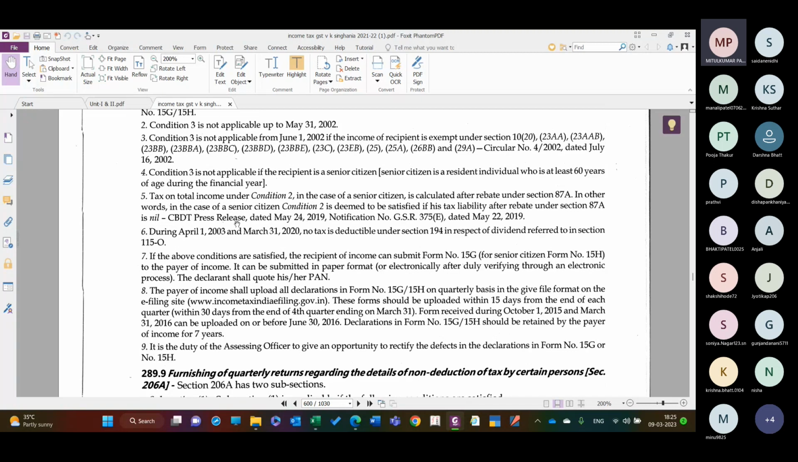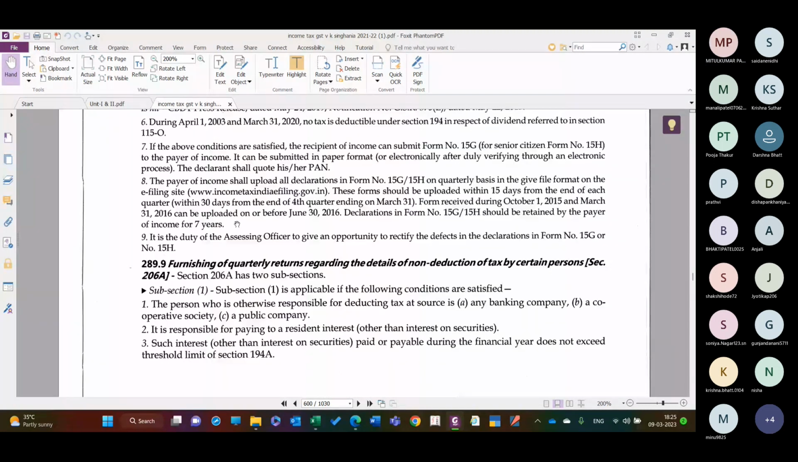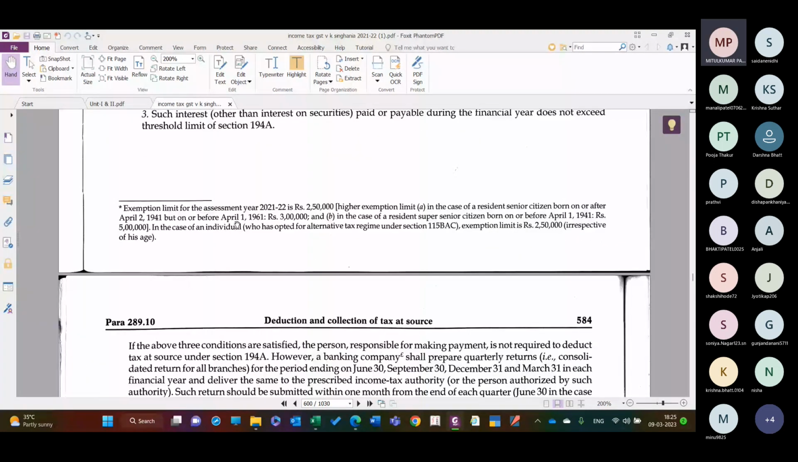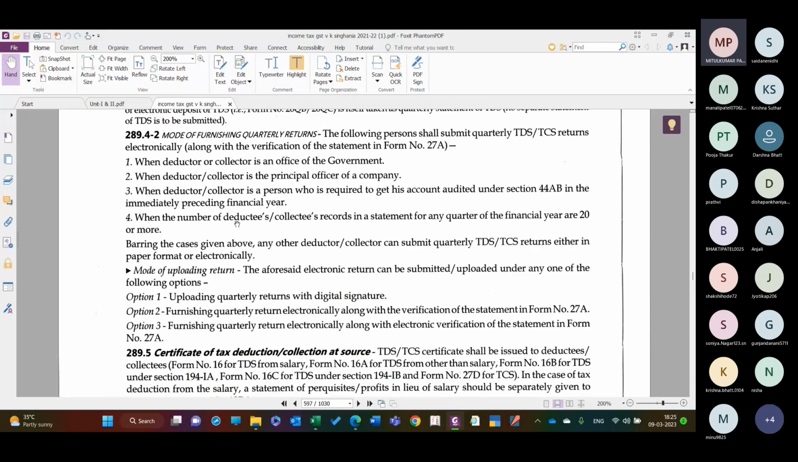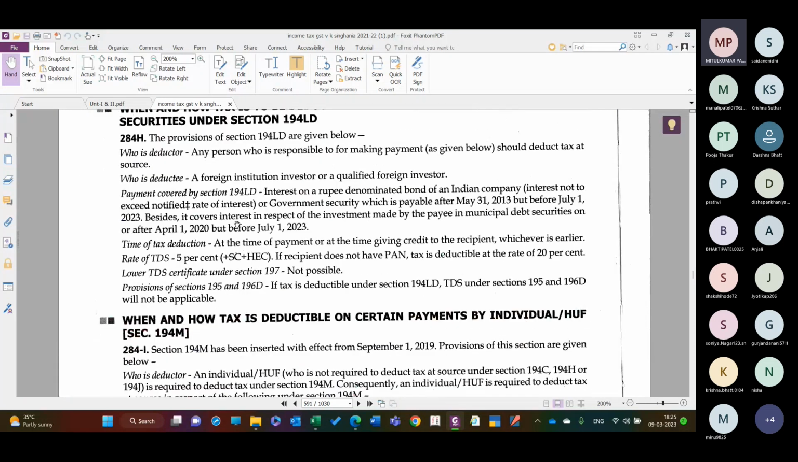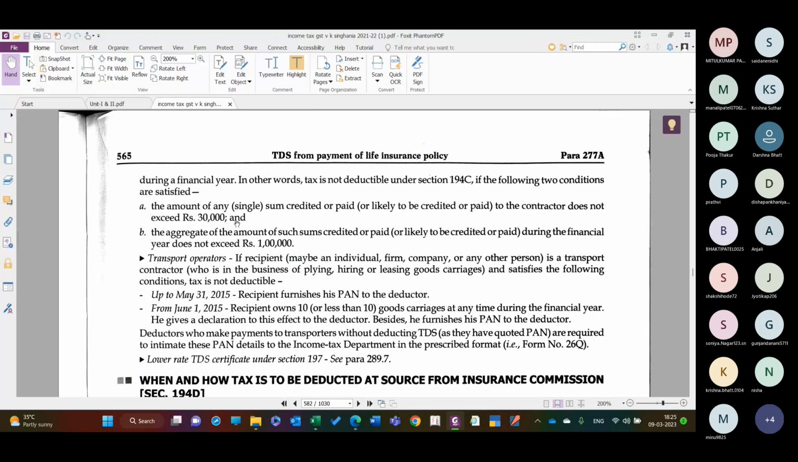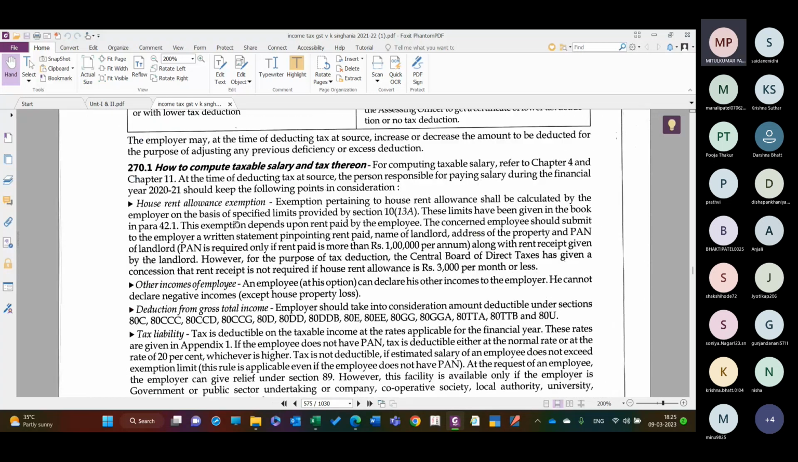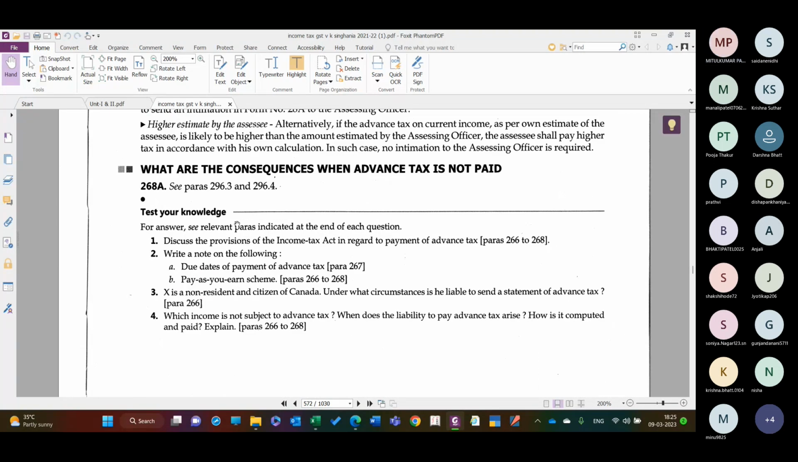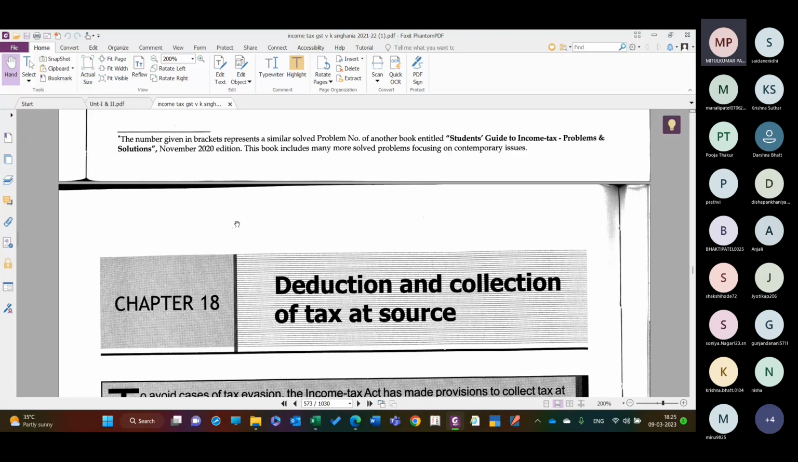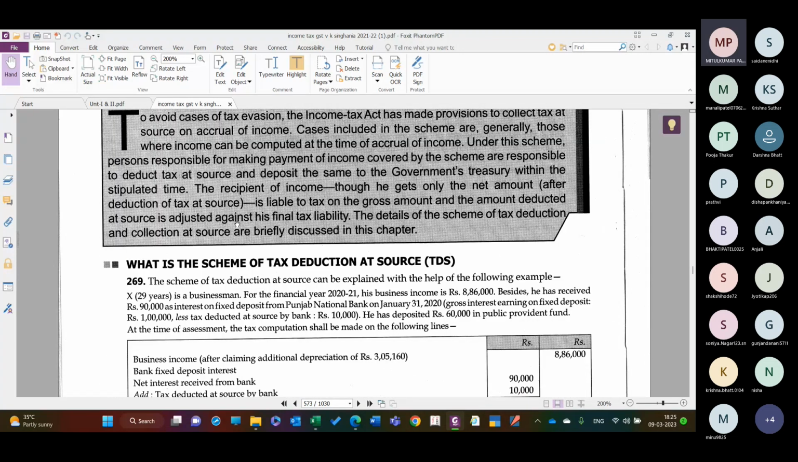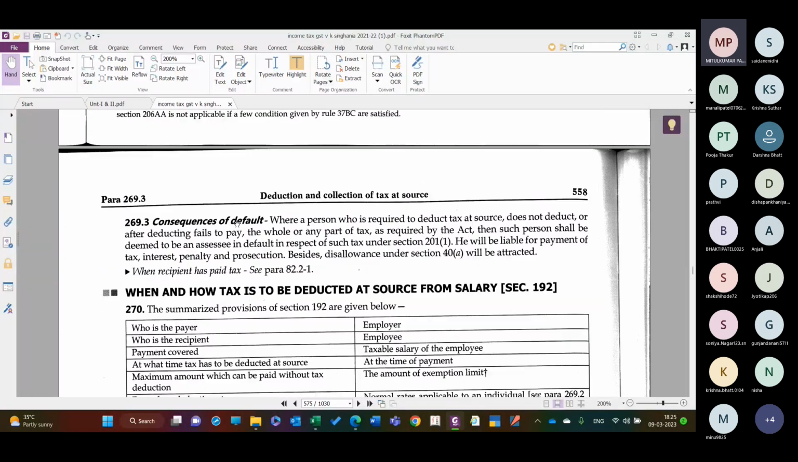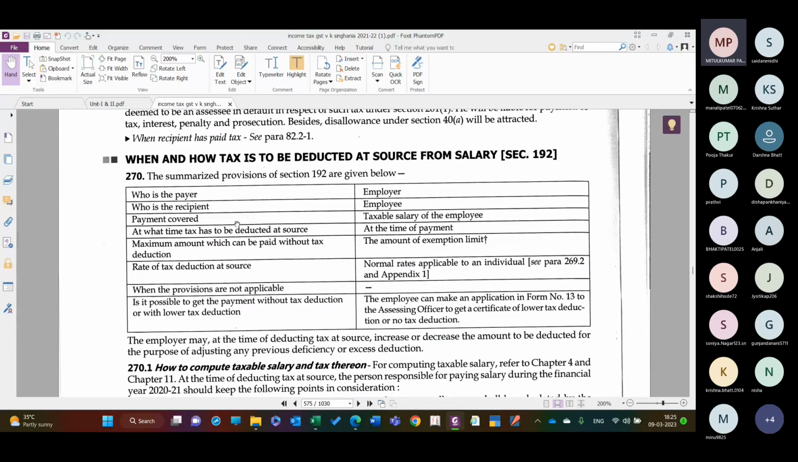Okay, fine. So now let's start with the TDS with respect to each of the sections. So basic overview हमने ले लिया. So TDS schemes हमने अच्छी तरीके से पढ़ी हैं. Now how the tax is deducted from salary, section 192.